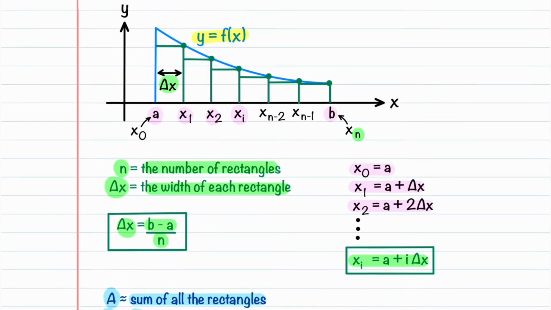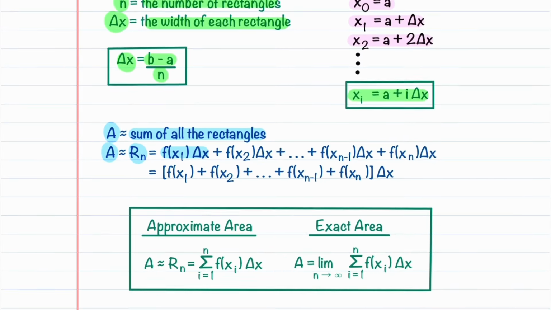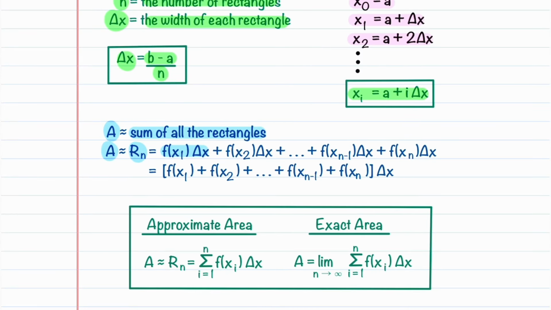Let's go back up here. That's just this height right here. That's f of x sub 1, and then our width is delta x. And then we have the same thing, f of x2 times delta x, all the way up through f of x sub n times delta x. Notice that all of these terms have a delta x in it, so we can combine them and we can pull out our delta x.